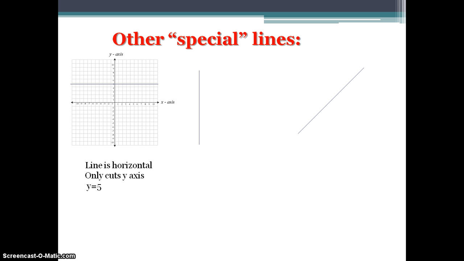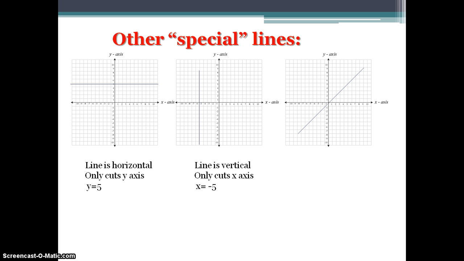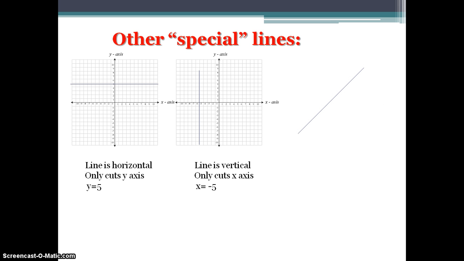We could also give you a vertical line like this. It doesn't cross the y-axis at all. It has a gradient that isn't defined, it's vertical, and we can see it cuts the x-axis at -5. So that's it. Line is vertical, only cuts the x-axis at -5, and that is our function, x equals -5.